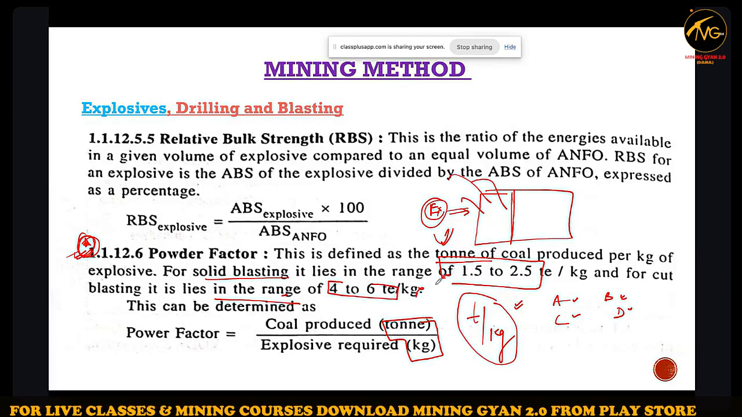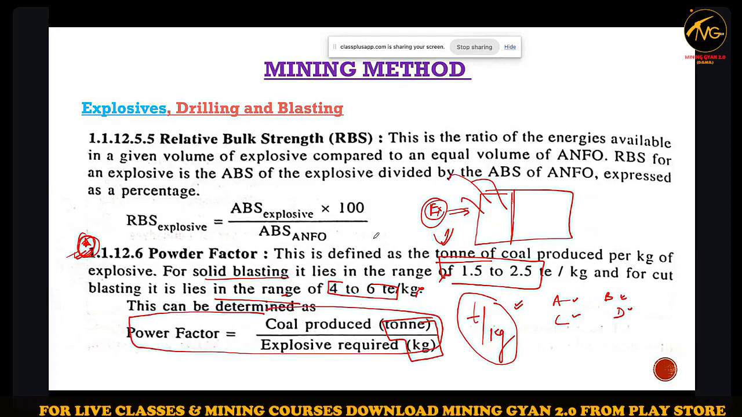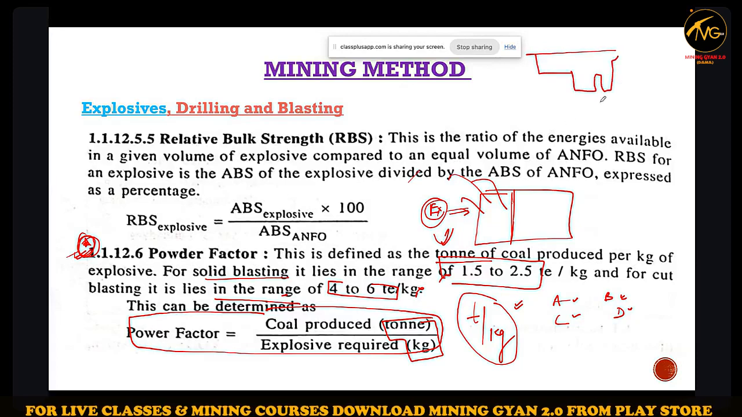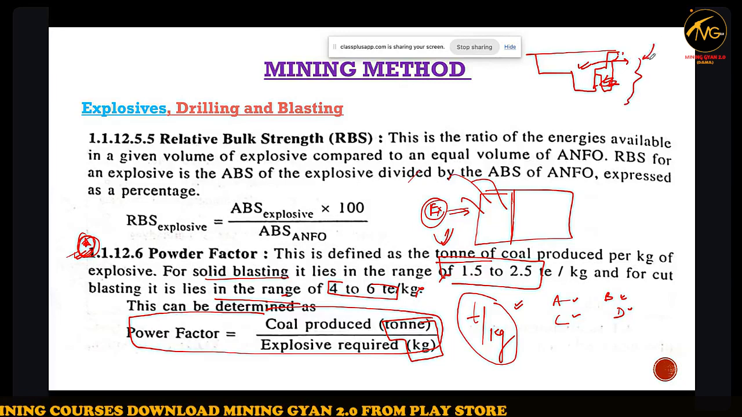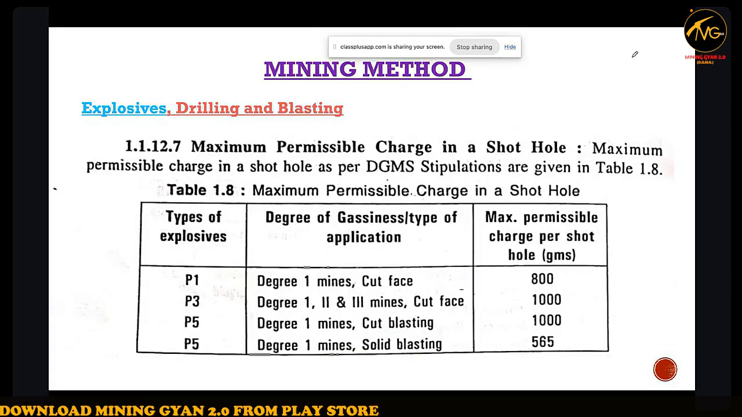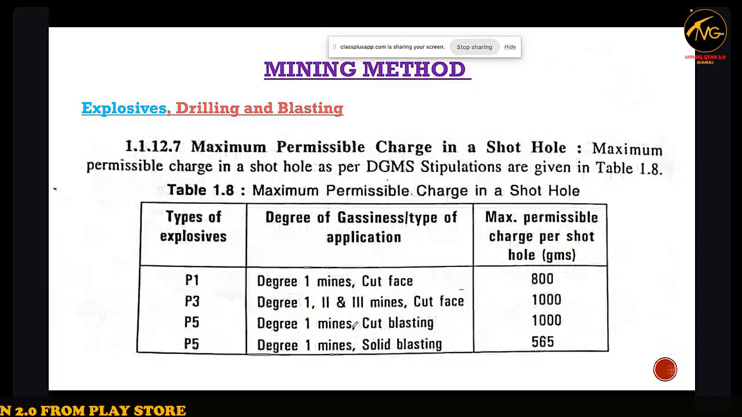ये इतना जरूरी नहीं है. You should know this formula for our numerical questions, because they will give you the structure or area, and they will give you the explosive and they can ask us to find out the powder factor, or they give us powder factor and they can ask us coal production if they have given us the explosive requirement. Okay, maximum permissible charges in the short hole.